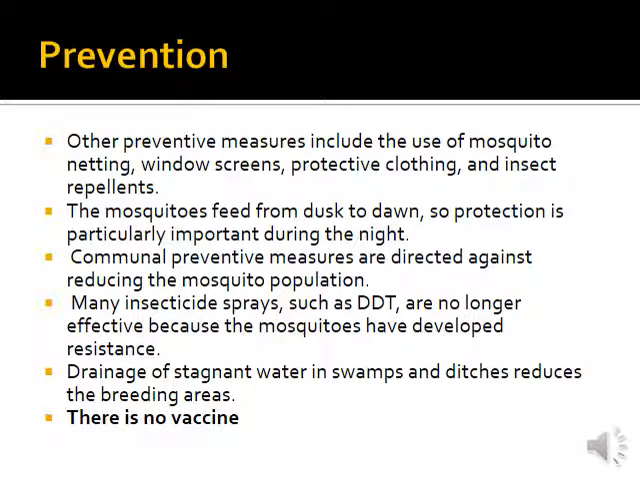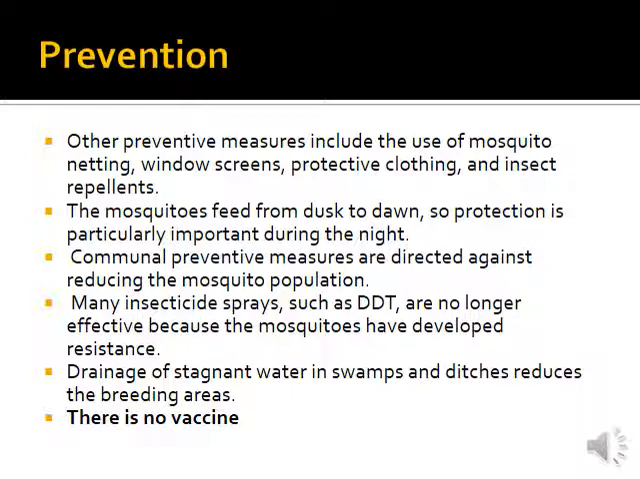Other preventive measures include use of mosquito netting, window screens, protective clothing, and insect repellents. Remember, the mosquitoes feed from dusk to dawn, so protection is particularly important during the night.